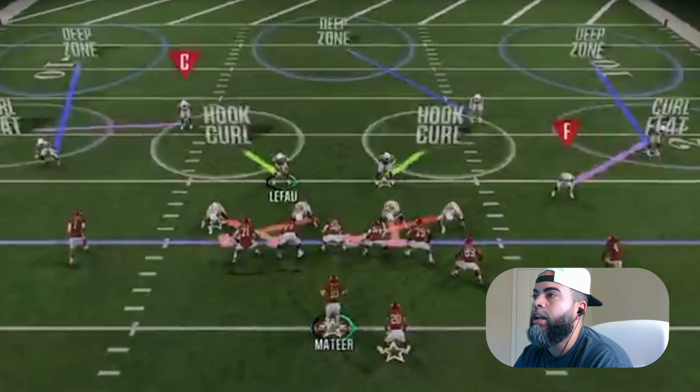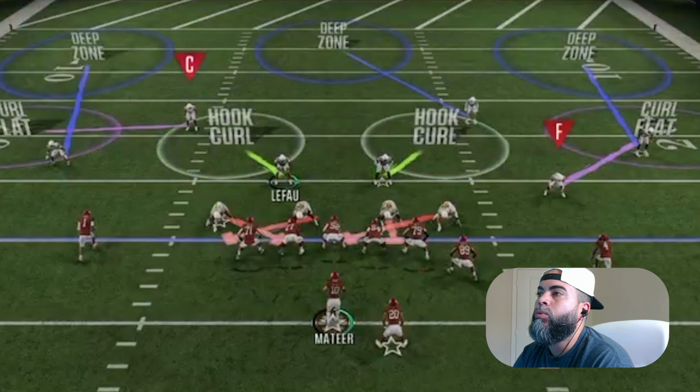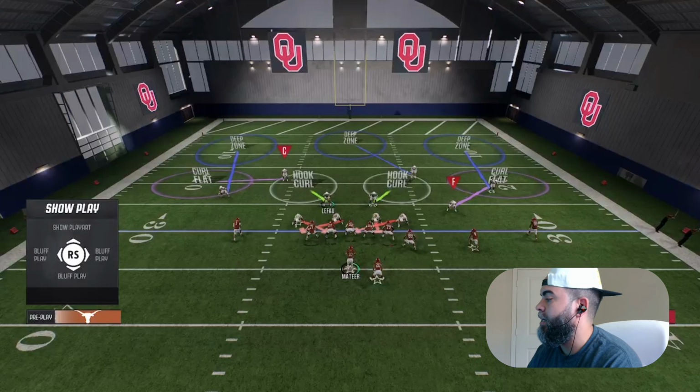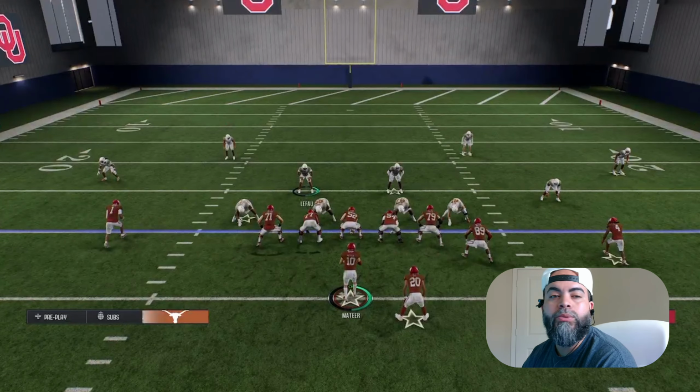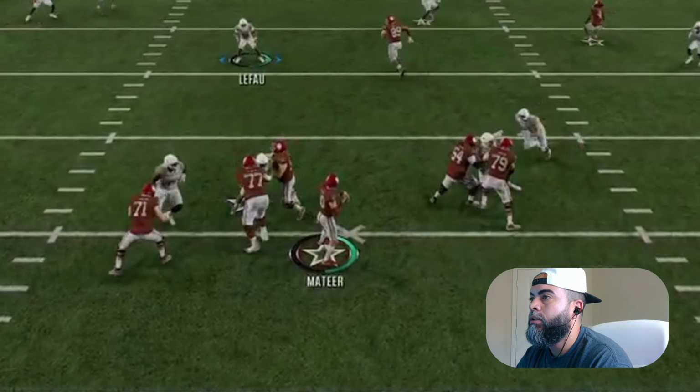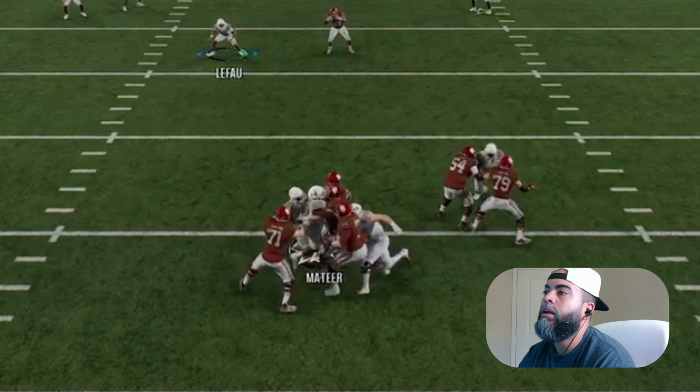Boom. Now let's look at it. As we can see, we've got 2 aggressive stunts on the left side, and then we have 1 aggressive stunt coming off the right side. Let's check it out and see what that looks like. There it is. Okay, we got movement. All right, bet.